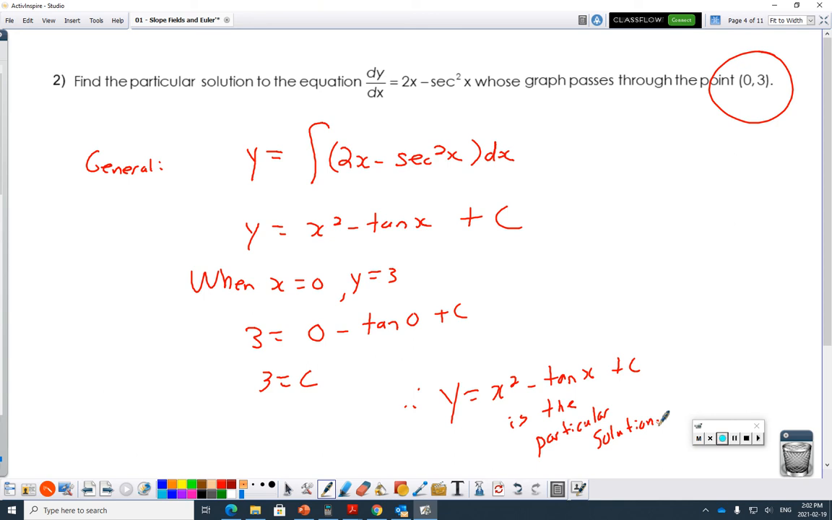Not C. Why did I write C there? That's not C. I don't need C. 3. Yeah? I now know exactly what number I'm talking about. 3.